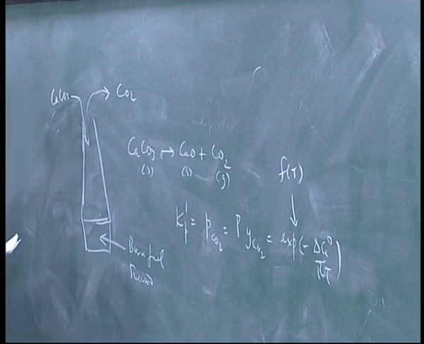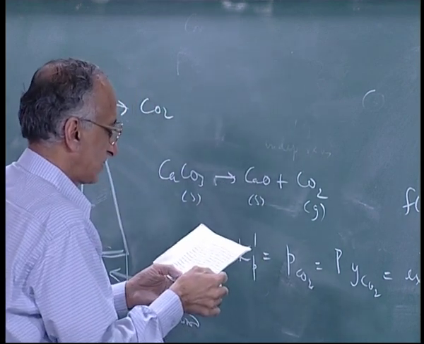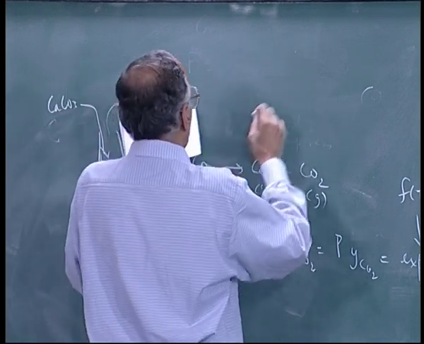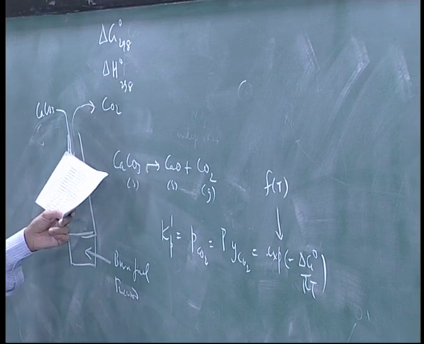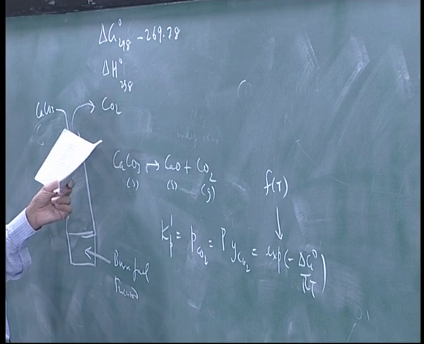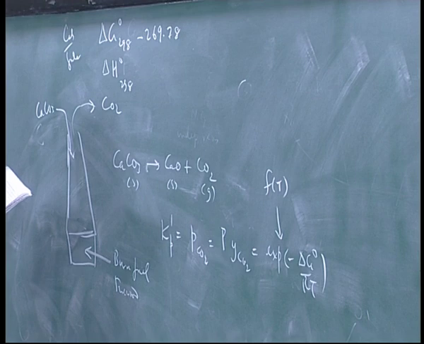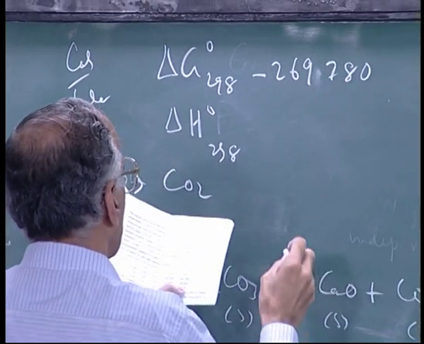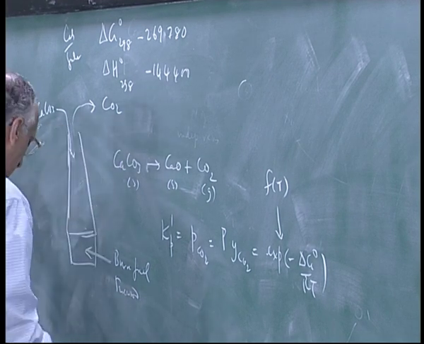I'll give you the limestone, CaCO3. I'll give you the standard formation data in calories per gram mole. Delta G0 and delta H0 are given, delta H0 at 298 and delta G0 at 298. This is minus 269.780, and this is minus 144.400. Oh, I got the numbers all wrong.